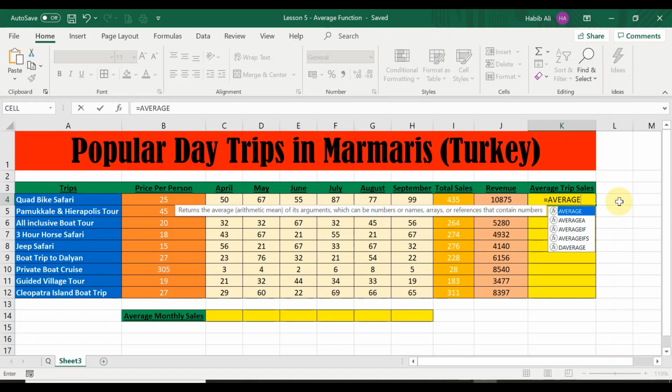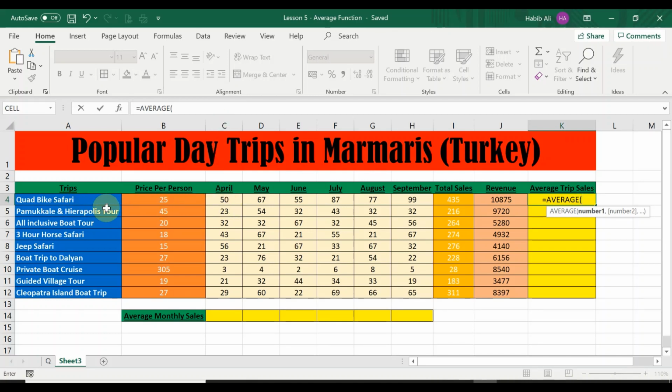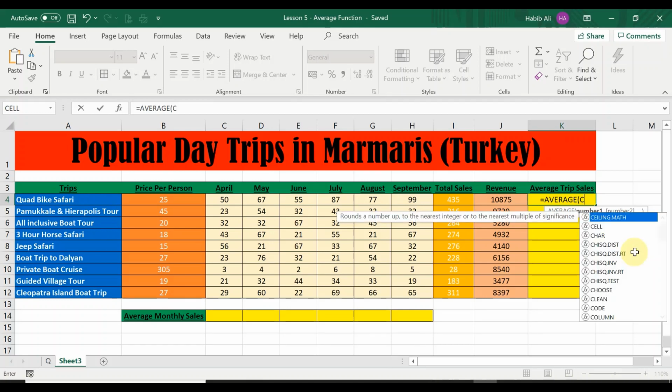Once we have done that, we open the bracket. Once we've opened the bracket, what Excel is now asking us is, what numbers do you want in this range or this series of numbers that you would like to work out the average of? In this particular one, we need to know the average sales, or the average value of this string of numbers starting from 50 all the way to 99. But remember, we don't use the values, we always use the cell references. The address of this cell is C4. So what I can do is type in C4.